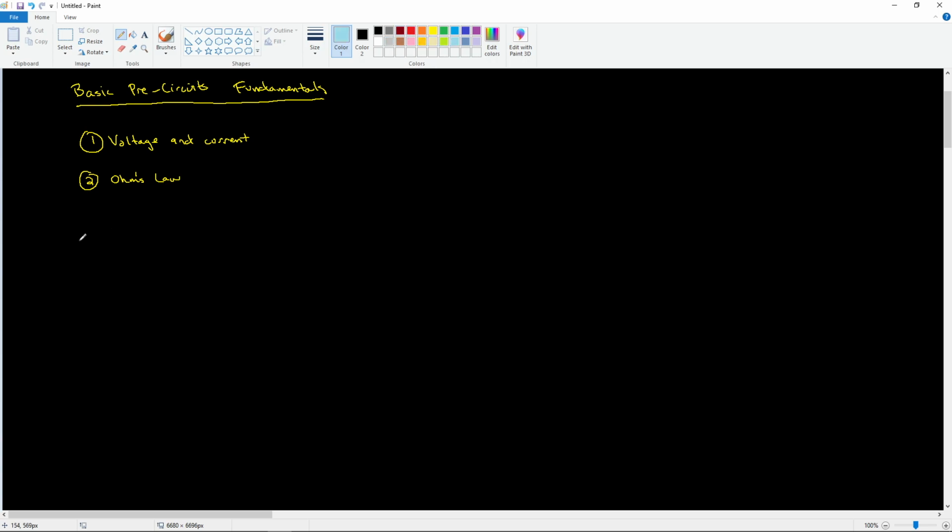So first, let's talk about voltage and current. Voltage and current are both defined in most introductory circuits textbooks as the following. So we'll say for the voltage V, that is equal to dW/dQ, where W is work or energy and Q is charge.